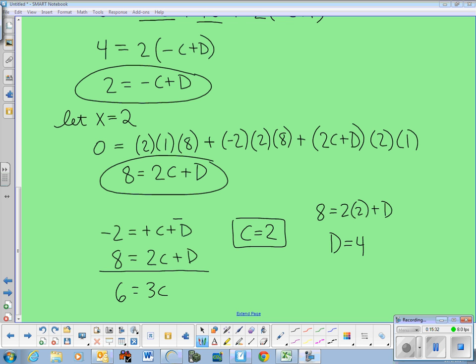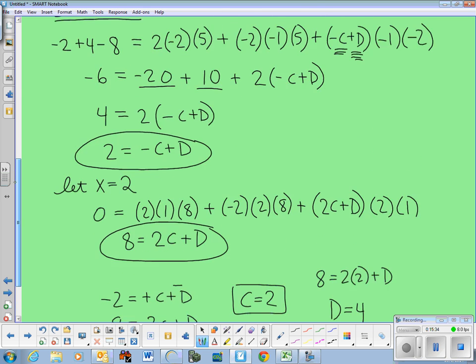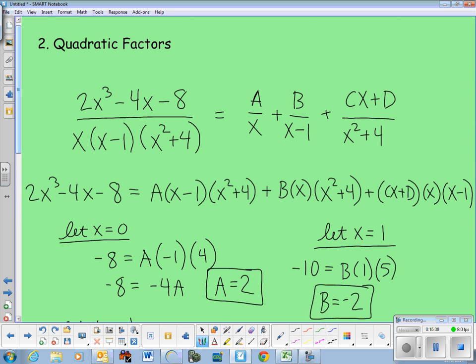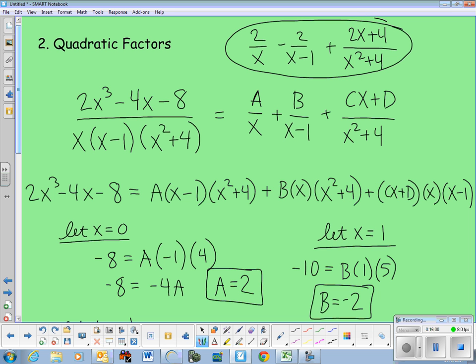And when I put all of that together, going way back up, c is 2, d is 4, my final answer is 2 over x minus 2 over x minus 1 plus, let's see, what was c and d? C and d were 2 and 4, so 2x plus 4 over x squared plus 4. And that was awesome. All right, so that's our first quadratic factor.